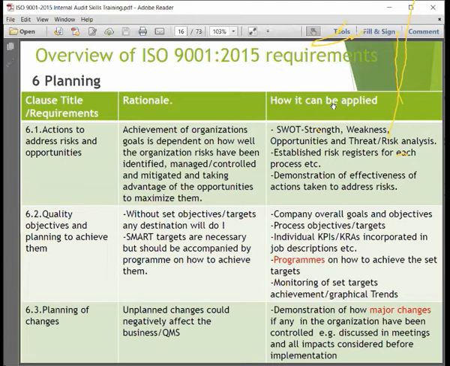Establish risk registers for each process, which we have done. So it's a demonstration that it has been done. Then demonstration of effectiveness of action taken to address risk. So they can demonstrate how their actions are effective in addressing the identified risks. So you can be able to ask about that.